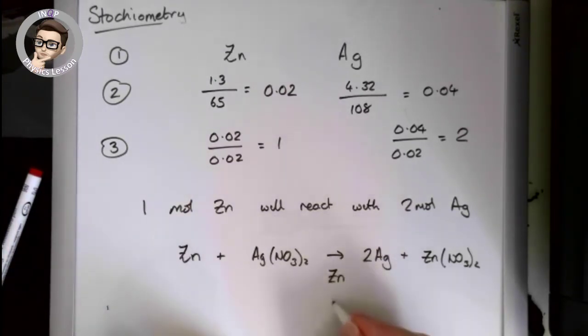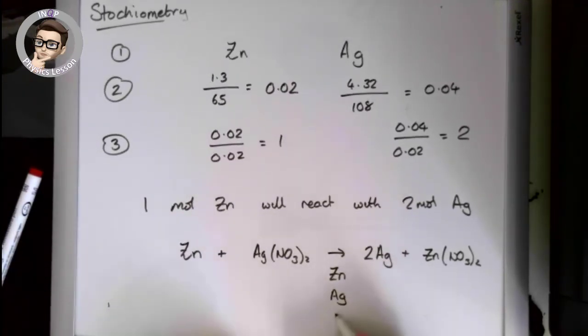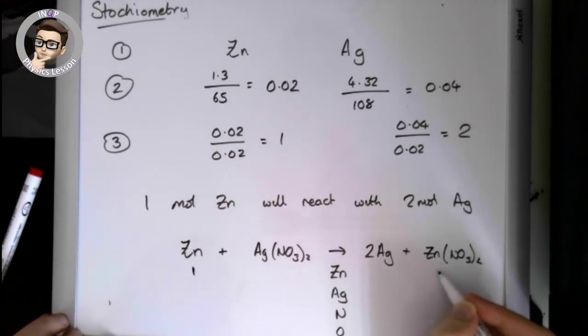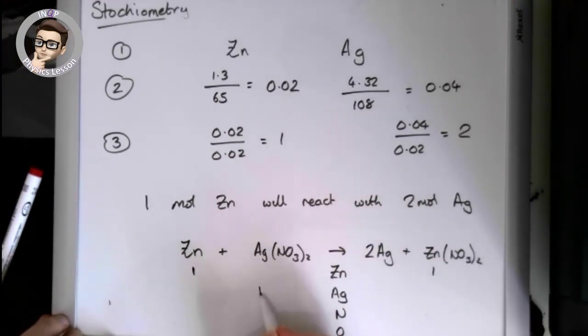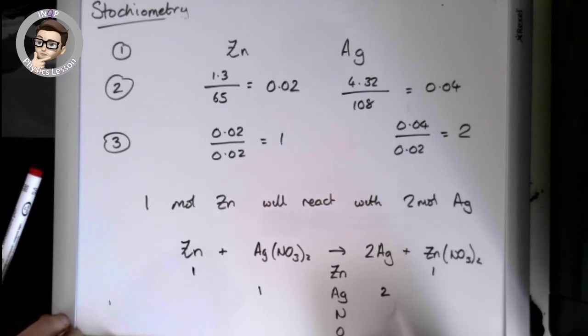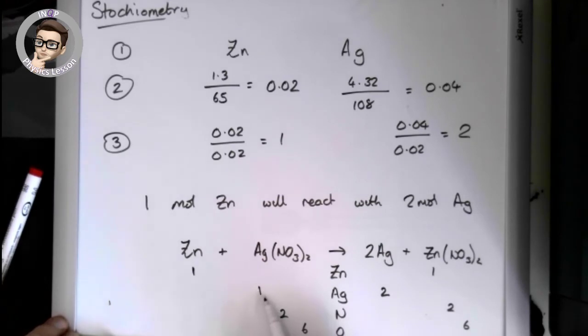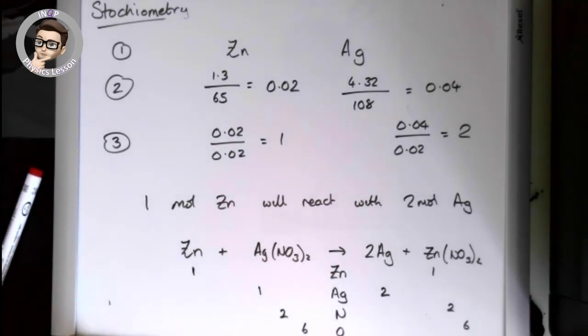So now we need to balance it. We've got Zn, we've got Ag, we've got N, and we've got an O. So let's start with the Zn. I've got 1 on this side. At the moment, I've got 1 on this side. Silver, 1 on this side, 2 on this side. Nitrogen, I've got 2 on this side, I've got 2 on this side. And oxygens, I've got 6 on this side, and then I have got 6 on this side. So the only thing that's not balanced is my number of silver.